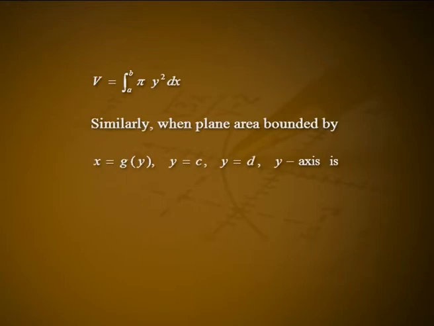Integrating these elements, the volume V of solid of revolution obtained by revolving about the x-axis the plane area bounded by y is equal to f of x, x is equal to a, x is equal to b, x-axis is V is equal to integral from a to b pi y square dx. Similarly, when plane area bounded by x is equal to g of y, y is equal to c, y is equal to d, and y-axis is revolved about y-axis, V is equal to integral from c to d pi x square dy.